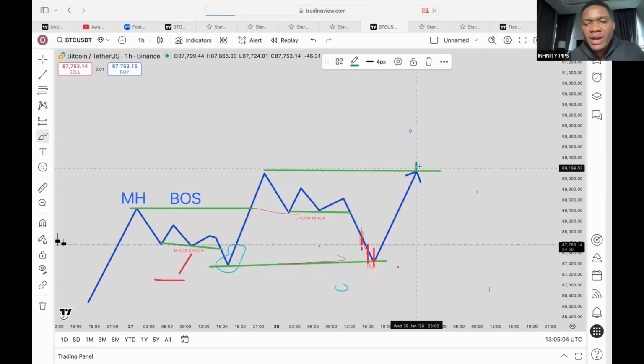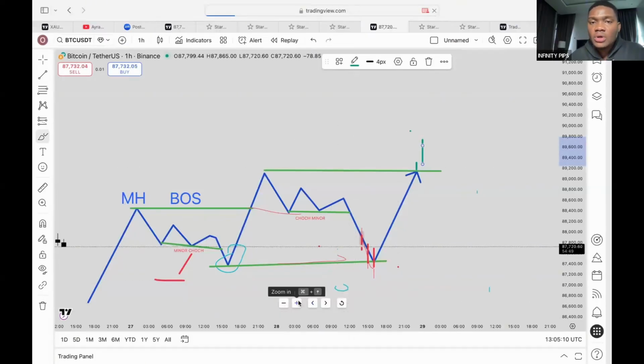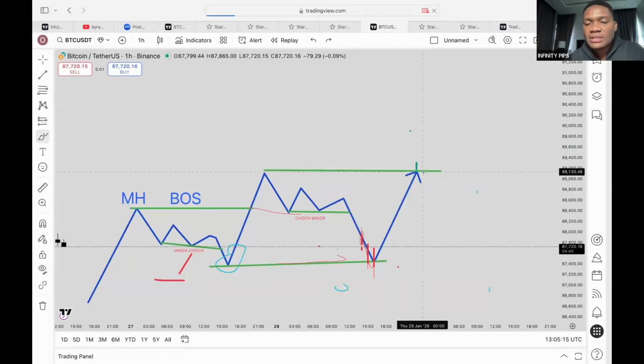Most of the time, as I said, you might wait for the second one to form. The first one is okay, but sometimes I'll just wait for the second candlestick to form first, right?